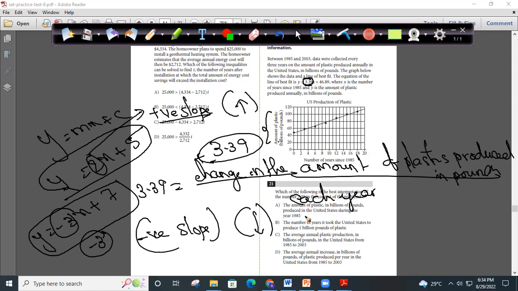The amount of plastic in billions produced in the United States during the year 1985, meaningless. When I put x is equal to 0, I get 46.89. If they ask you what is the meaning of 46.89, A would have been the answer. But he's asking what is the meaning of 3.39. The number of years it took the United States to produce 1 billion pounds of plastic. Next option, if y is equal to 1, what is x? Completely meaningless. The average annual plastic production in billions of pounds. So many might think that. If I see option D, the average annual increase in billions of pounds, the change in y. Annual increase in billions of pounds of plastic from 1980 to 2003. So the answer for this one should definitely be D.